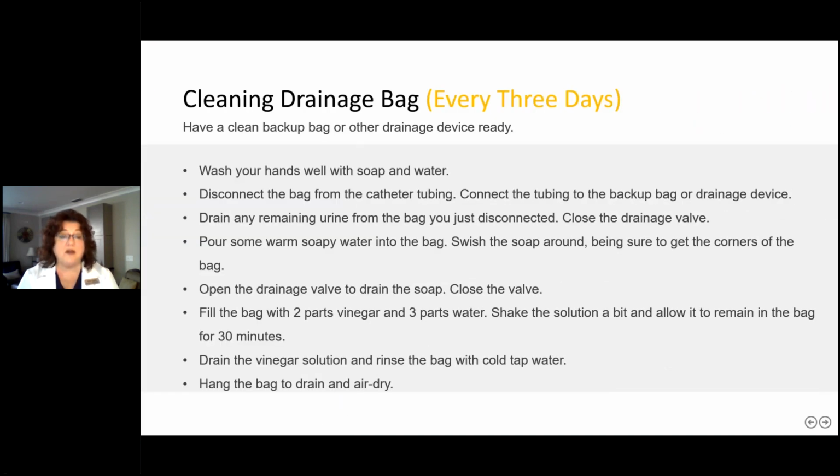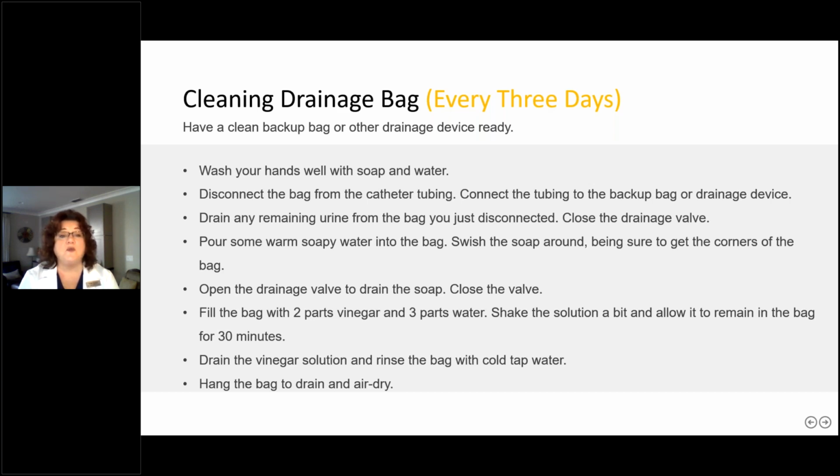For long-term, cleaning the drainage bag every 3 days is appropriate. You want to have a backup bag or another drainage device ready. And of course, we always have to wash our hands with soap and water. This is in the home here. And disconnect the bag from the catheter tubing. Connecting the tubing to the next bag is a good practice to do. And then drain the remaining urine, close the valve.